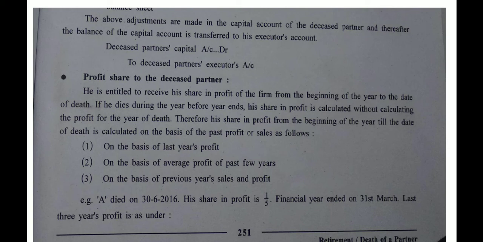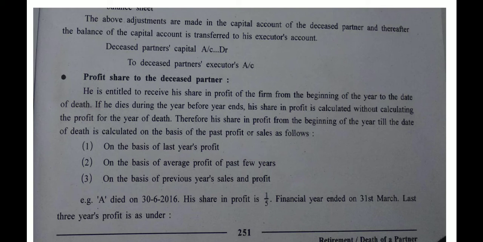So if a partner dies during that year in between, his share in profit is calculated without calculating the profit for the year of death. Therefore, his share in profit from the beginning of the year till the date of death is calculated on the basis of the past profit or sales as follows. They have presented 3 points for this calculation.